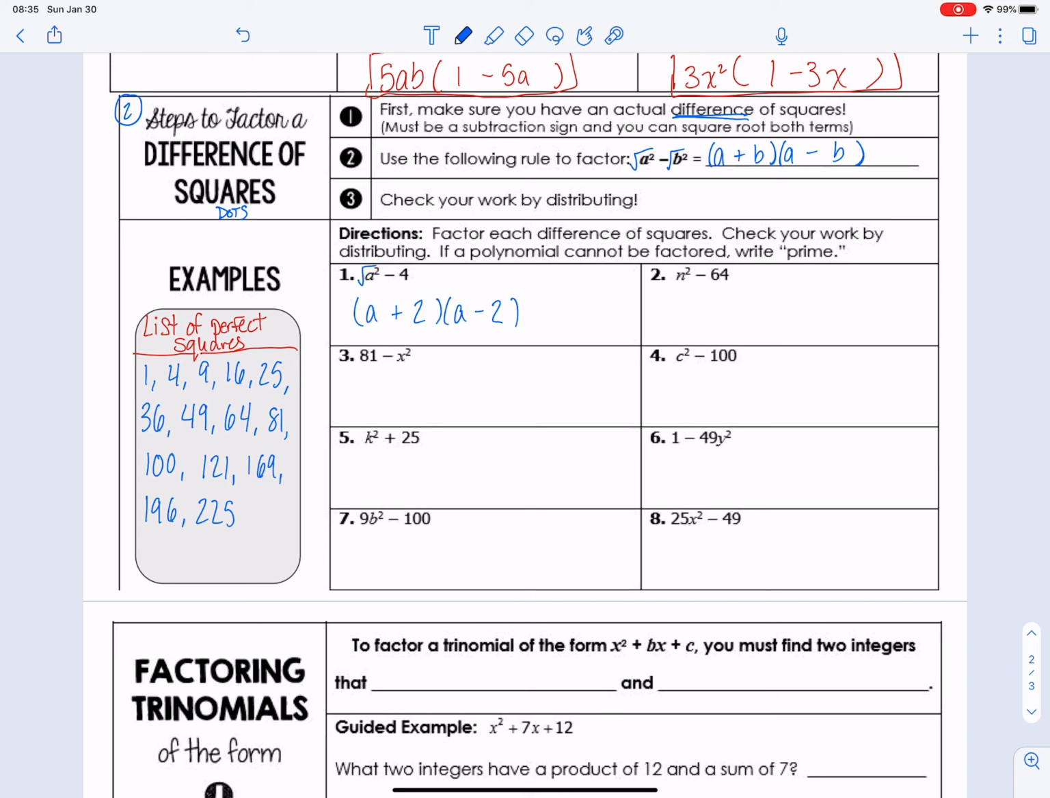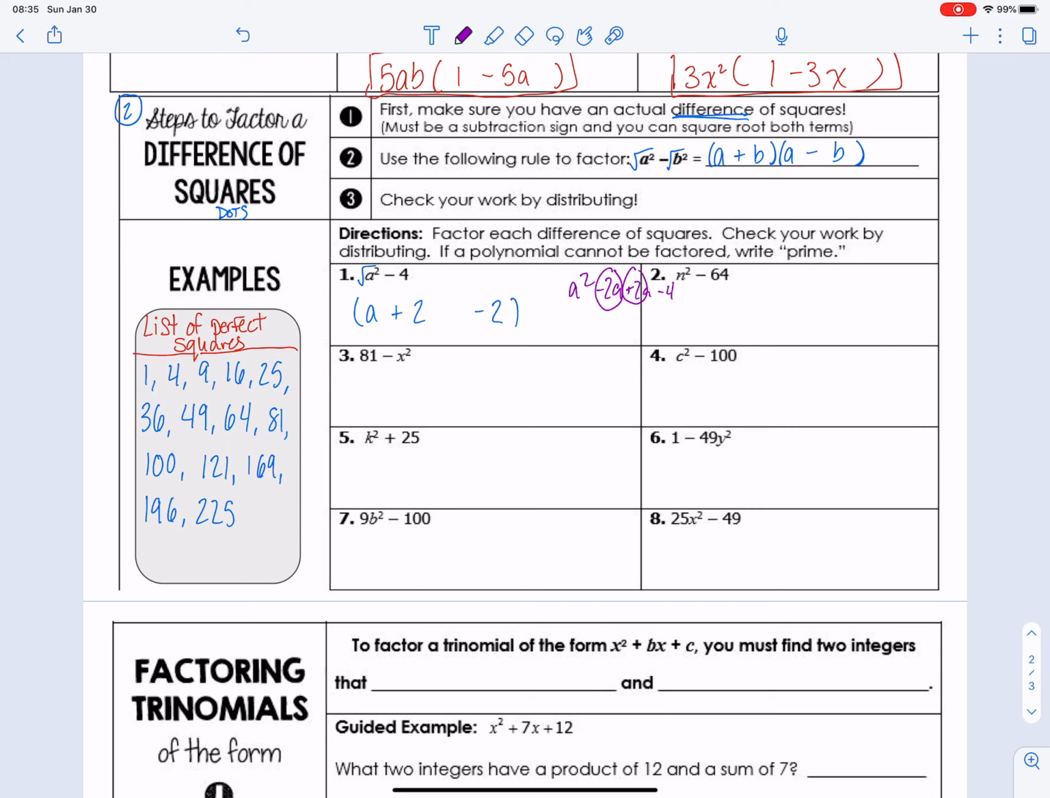Just thinking about this, the reason why this works, and you don't need to write this down, you can just watch, is if I redistributed this, a times a is a squared. A times negative 2 is negative 2a. 2 times a is positive 2a. And 2 times negative 2 is negative 4. So the whole reason why we wanted those opposite signs is so our middle terms would cancel out when I combine my like terms, okay? So that's the reason for doing that.